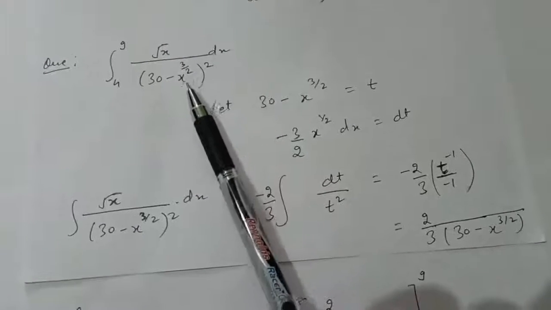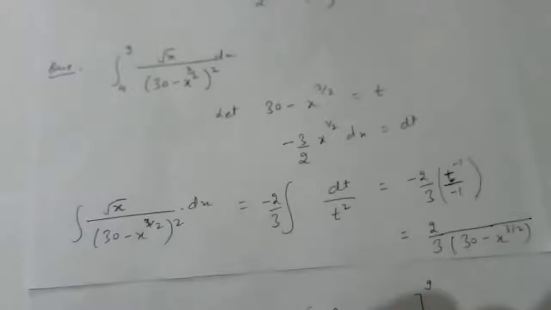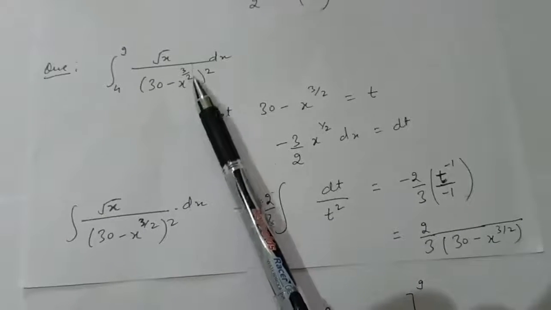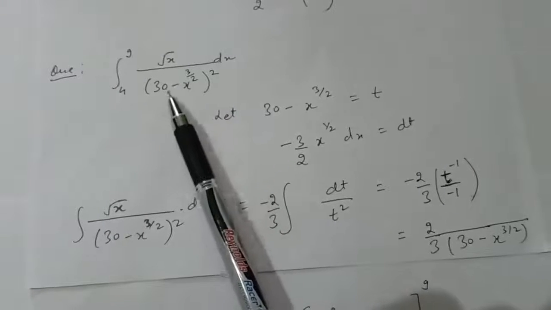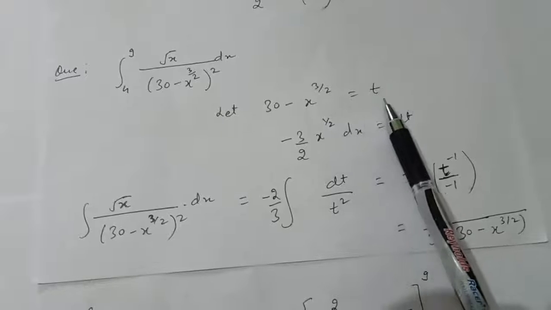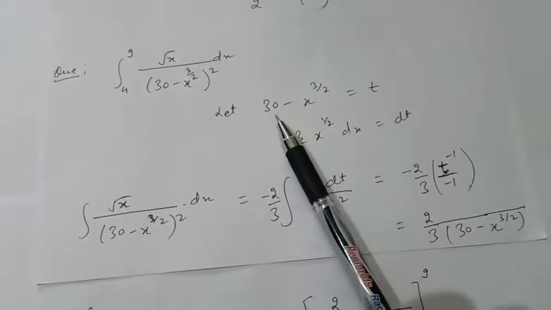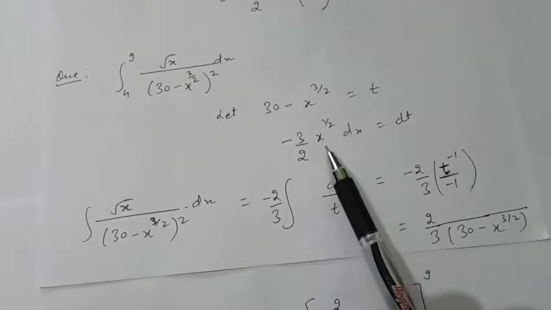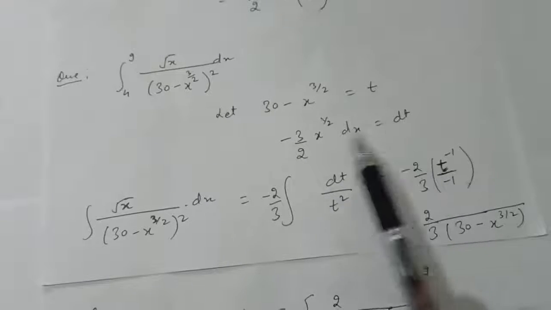Now see, in this type of question we will use the method of substitution, because here it is x raised to the power 3 by 2, right? And when you derivate this, you will get root x, which exists in the numerator. Therefore, taking (30 minus x raised to the power 3 by 2) as equal to t. Now when you derivate it, the derivative of 30 is 0 and the derivative of this will be minus 3 by 2 x raised to the power 1 by 2 into dx equal to dt.